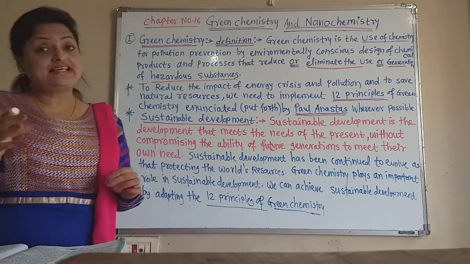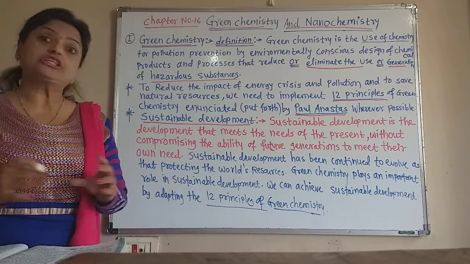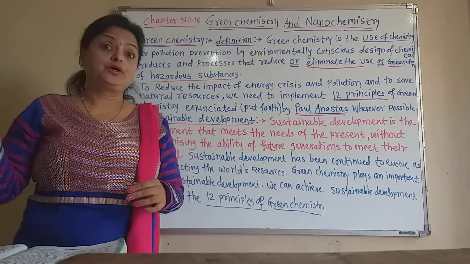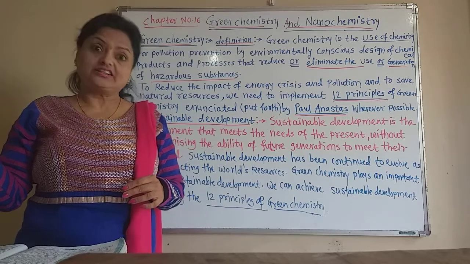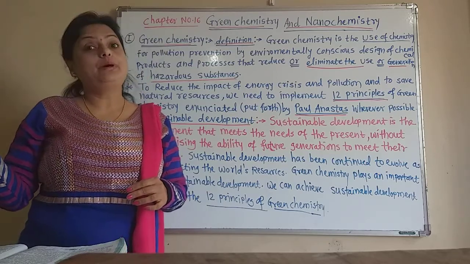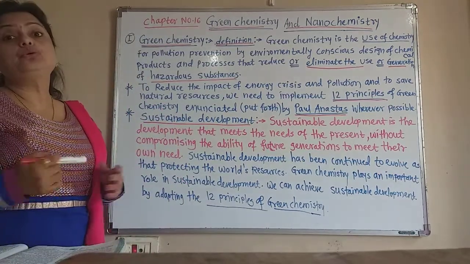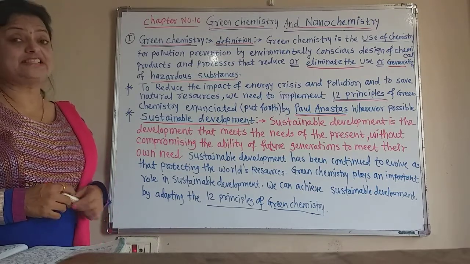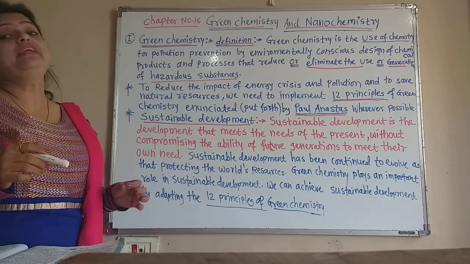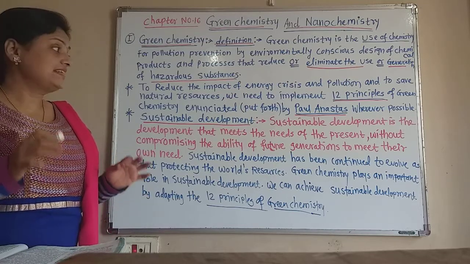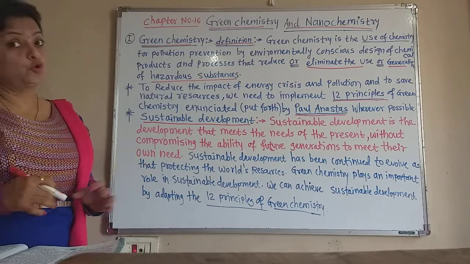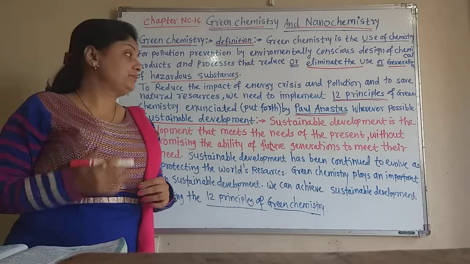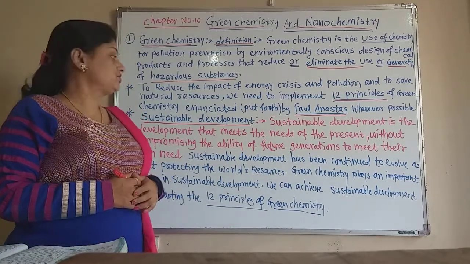We have to conserve natural resources for the next generation, for a green earth, for green development. Due to pollution hazards and the use of hazardous substances, we have a very dangerous crisis of energy and pollution. And so we have to adopt these 12 principles given by Paul Anastas.